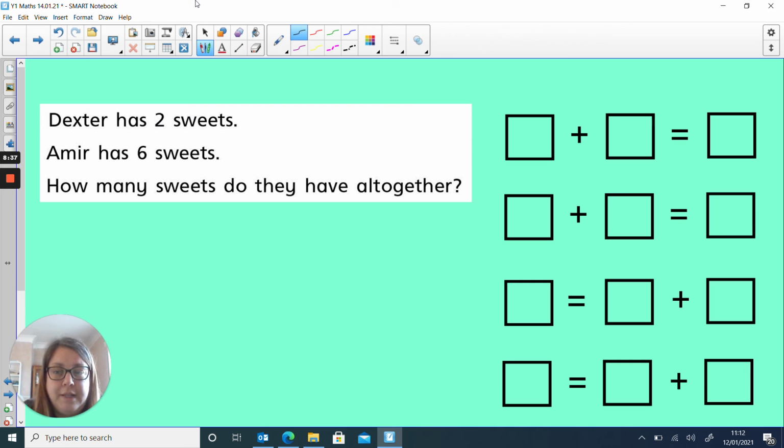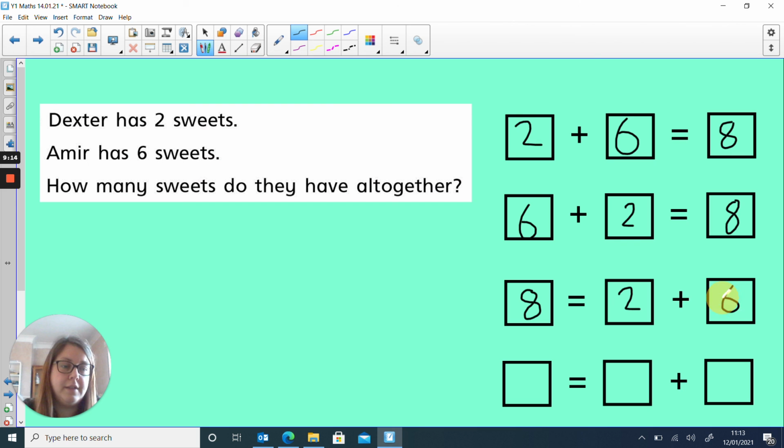Dexter has 2 sweets and Mia has 6 sweets. How many sweets do they have altogether? So again, pause the video, use your equipment, draw 2 sweets and 6 sweets to work out your addition sentences. So here we're going to have 2 add 6 equals 8. 6 add 2 equals 8. And then we're going to have our whole. 8 equals 2 add 6. And 8 equals 6 add 2.